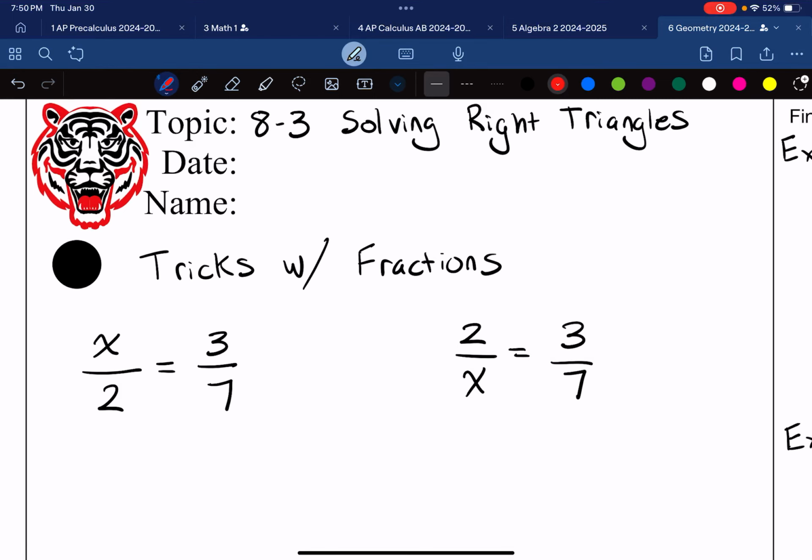This is Geometry, Lesson 8-3, Solving Right Triangles Using Trigonometry. First, I want to start with some tricks with fractions.